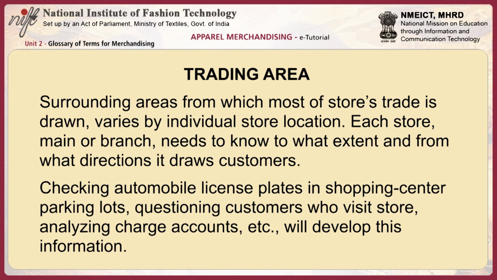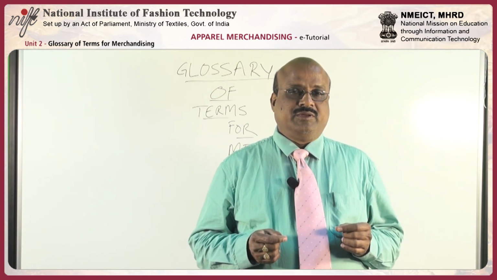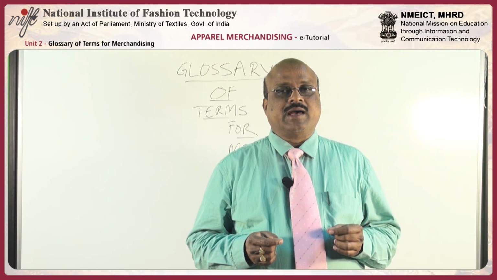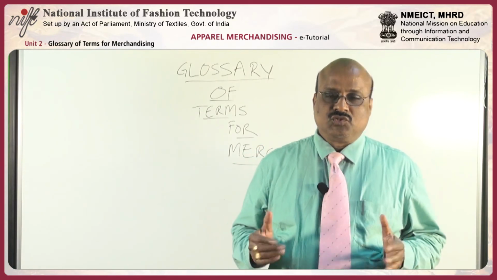Each store, main or branch, needs to know to what extent and from what direction it draws its customers. Checking automobile license plates in shopping center parking lots, questioning customers who visit the stores, analyzing charge accounts, all these will help to develop this information. That means to know where the customers are coming from to the store. So that would enable the store to identify the trading area of the store.